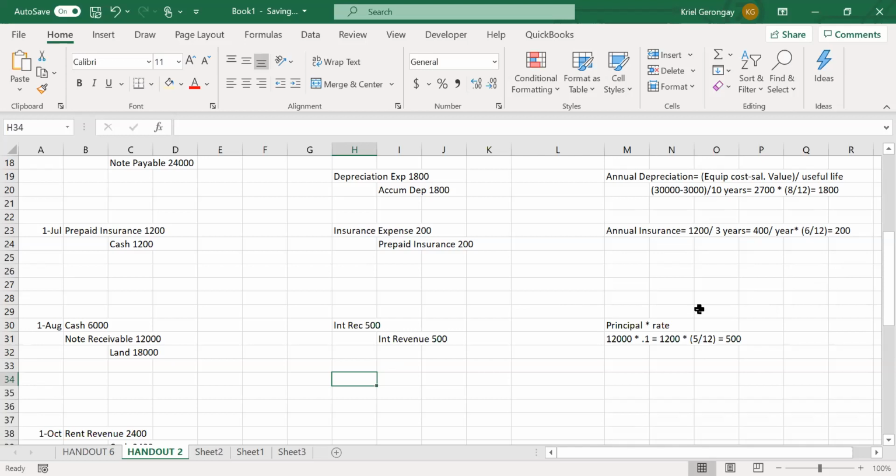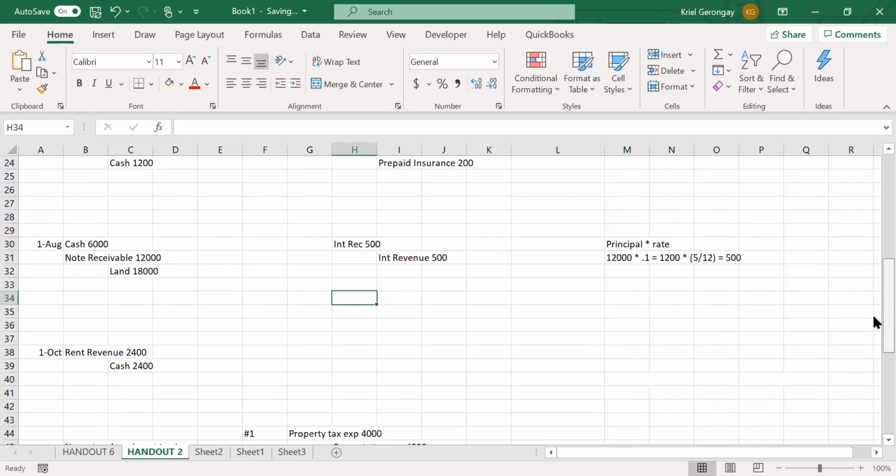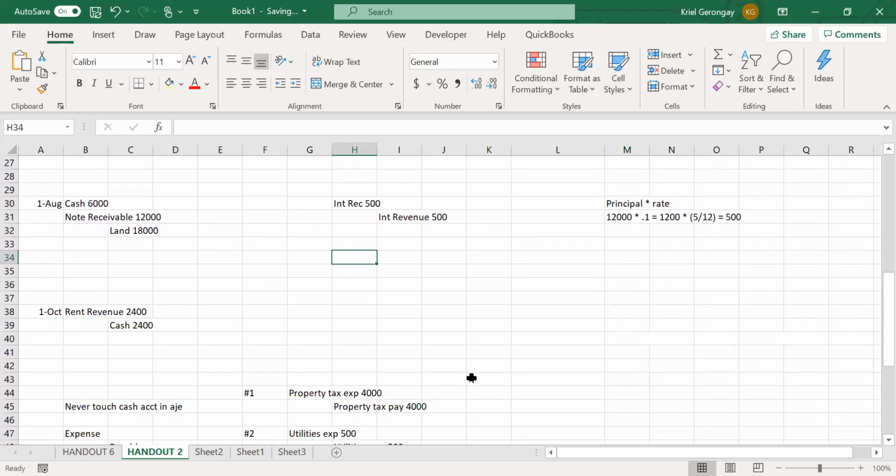And then moving on to the very last one. Rented a portion of the retail floors to the florist for $300 per month, collecting 8 months of rent in advance. Record the $2,400 as a rent revenue. So this is also going to be an unusual entry.